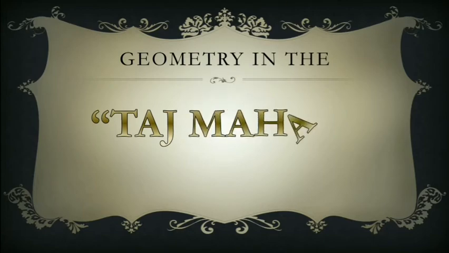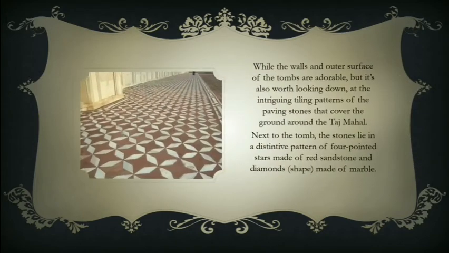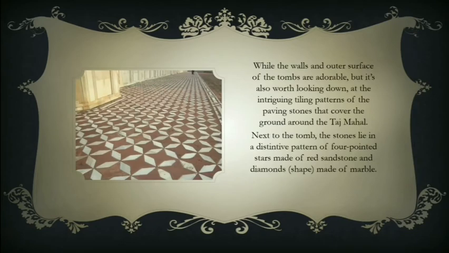Geometry in the making of the monument. While the walls and outer surfaces of the tomb are adorable, it's also worth looking down at the intriguing tiling patterns of the paving stones that cover the ground around the Taj Mahal. Next to the tomb, the stones lie in a distinctive pattern of four-pointed stars made of red sandstone and diamond shapes made of marble.